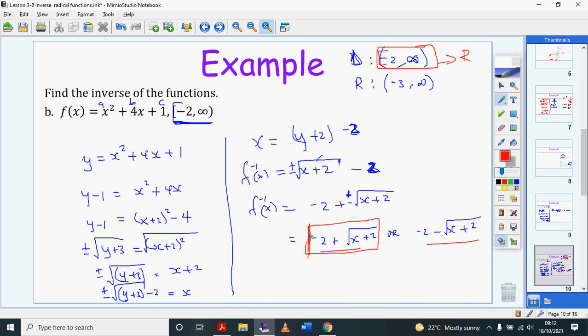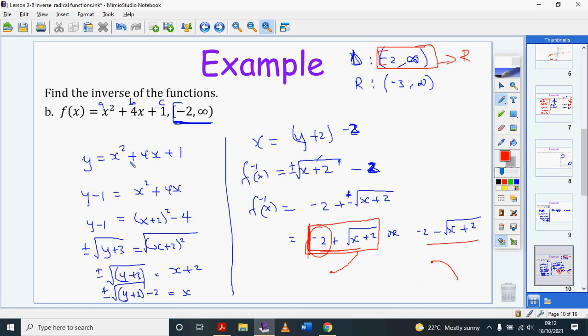Because this one, its lowest point is negative 2 because of that negative 2. However, this one, its lowest point is not negative 2. This graph would start at negative 2 and go downwards. This one will start at negative 2 and go upwards. So that can help you decide.